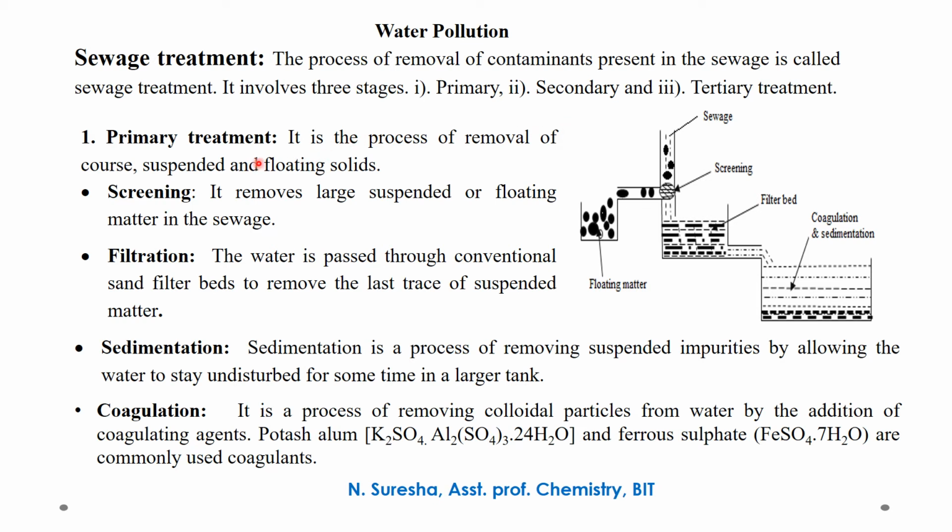In the primary treatment, it is the process of removal of coarse, floating, suspended impurities. So look at this diagram. When the sewage containing floating, suspended and coarse impurities is first made to pass through the grids or screens, any coarse or floating materials can be removed. Then the water will be taken into sand filter beds.